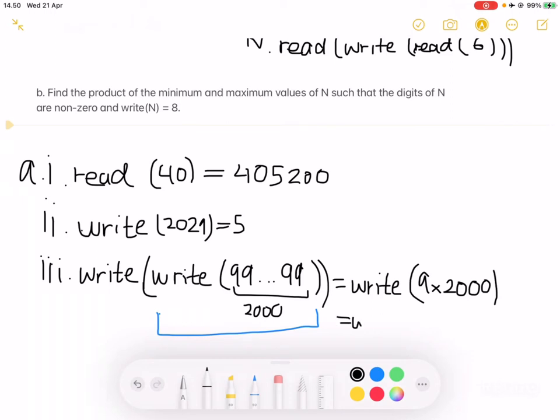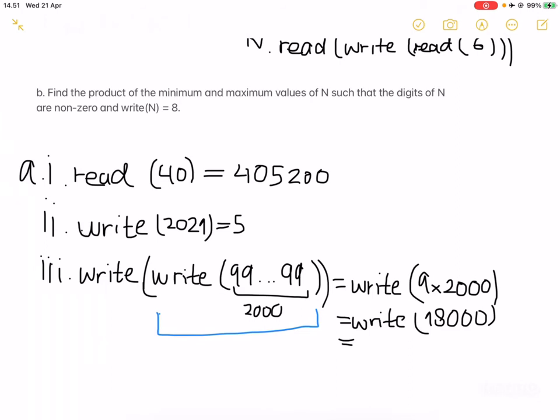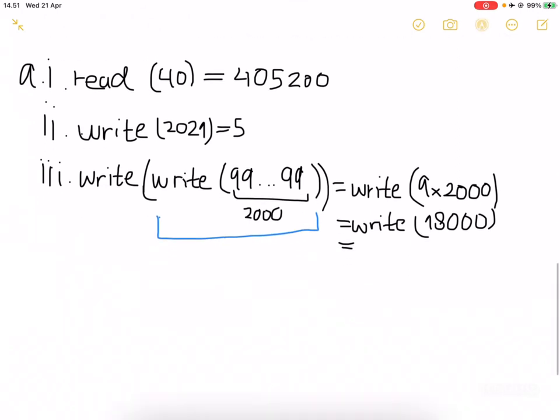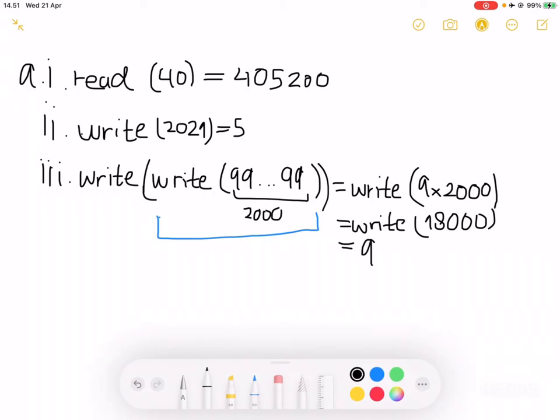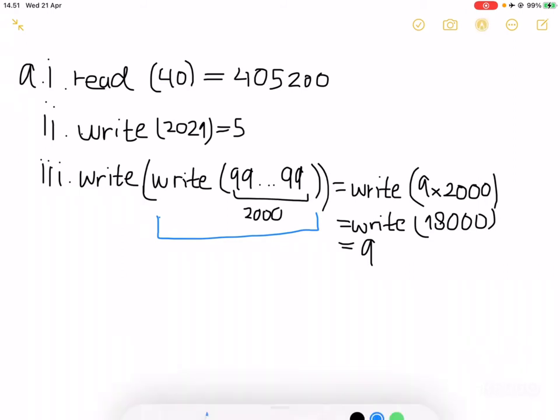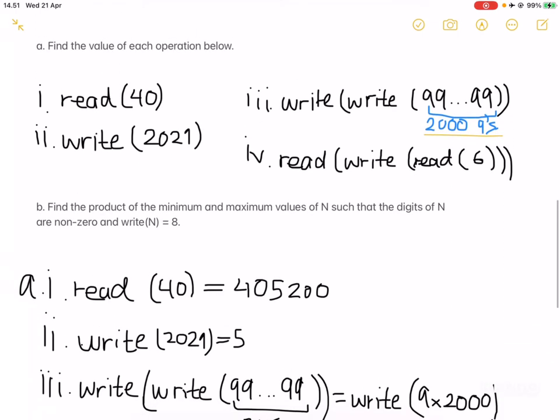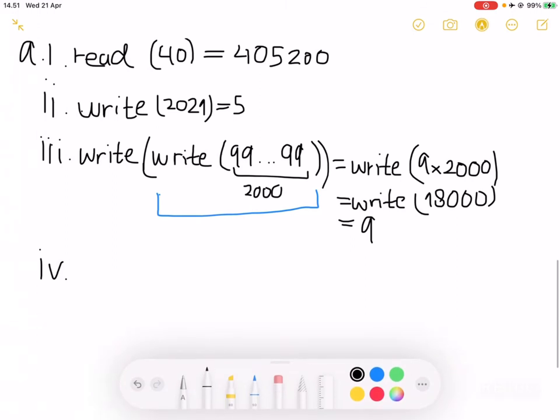So that would be write of 18,000, which evaluated on the write operation will give us 9, since the sum of the digits of this number is 9. Alright, so that's it for part 3. Now for part 4, which is yet another composite function, in this case read of write of read of 6. I'll just rewrite the question for you guys.